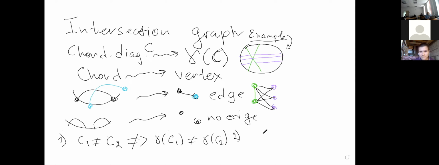And there are graphs such that are not intersection graphs of any chord diagrams. Okay, here C, C1, C2 are chord diagrams, and G is a graph.